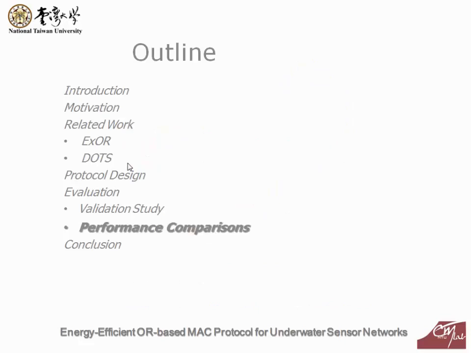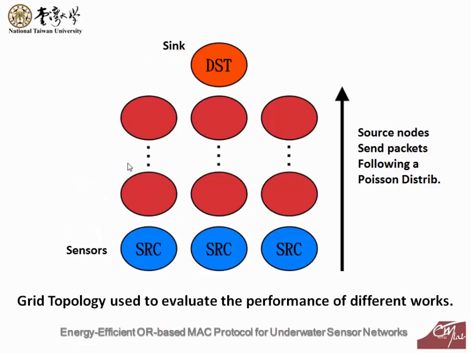Okay, then the performance comparison. We are going to compare our work with the other two we have seen before. For that, this is the grid topology we are using, and we can see this is the sink, and these are the nodes, the sources, basically sensors. These are sensors too that will be acting as forwarders. And the source nodes send packets following a Poisson distribution.